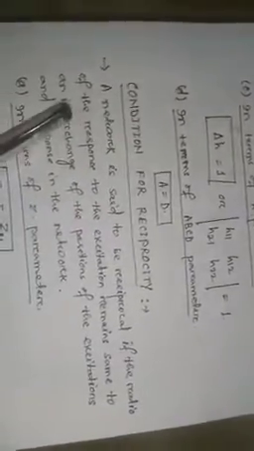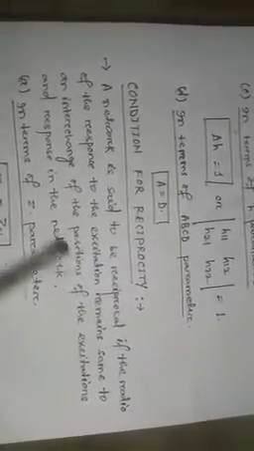Then the condition for reciprocity. What is the condition for reciprocity? A network is said to be reciprocal if the ratio of the response to the excitation remains the same when the positions of the excitation and response in the network are interchanged. That is called the condition for reciprocity.